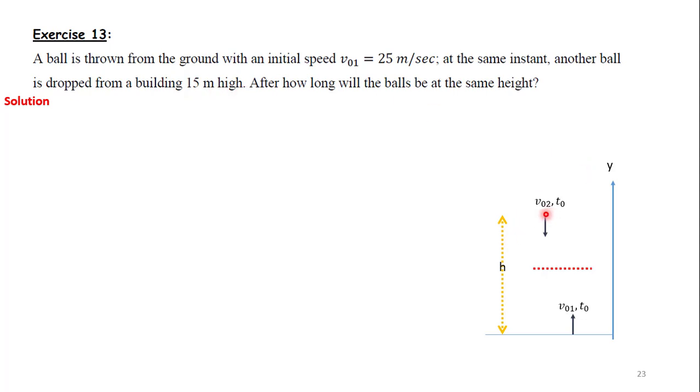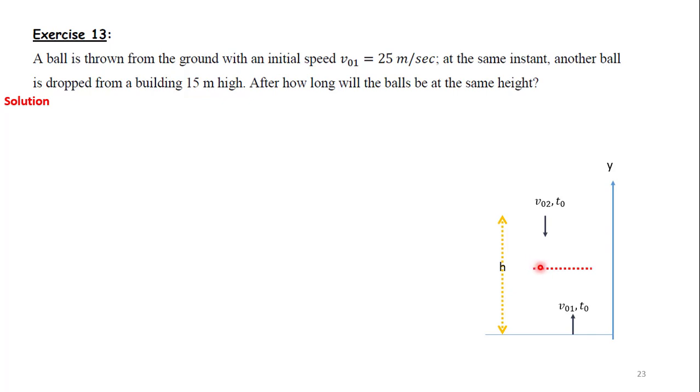So we have here another ball. It's dropped. Dropped means that v02 is equal to 0. So it's dropped from a building of a height of 15 meters. Here h is the height of the second ball at t0. h is equal to 15 meters. The question is, after how long will the balls be at the same height?